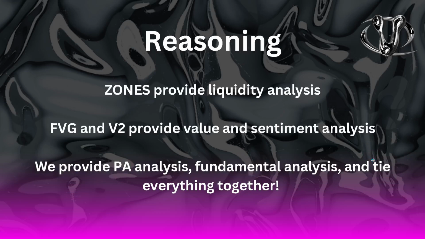The reasoning is that the zones, as we mentioned before, provide liquidity analysis. Fair value gaps and V2 levels provide value and sentiment analysis. So zones tell us where liquidity and the money really is, while fair value gaps and V2 levels show an area where it might be good to take an entry and help us understand overall sentiment in the market. We as a trader provide price action analysis, so we understand the current price action. We also do fundamental analysis, which is essentially understanding everything to do with the news, the market, and things like that, things outside of the charts.